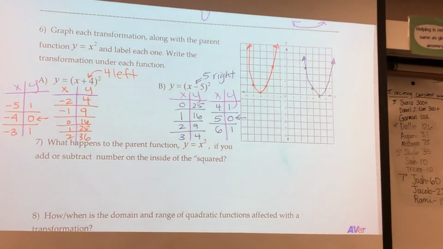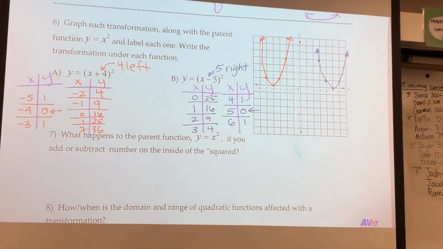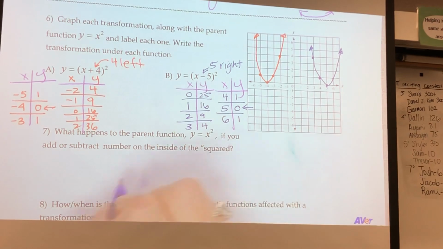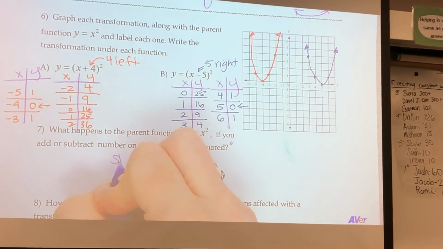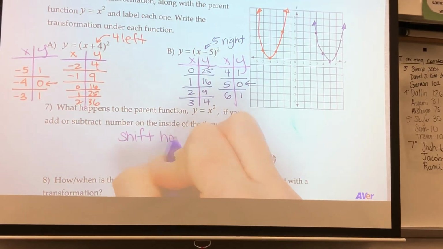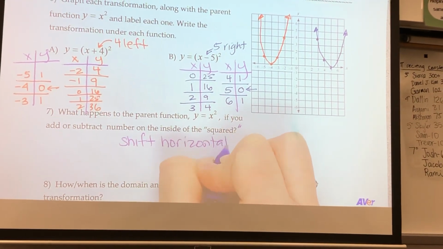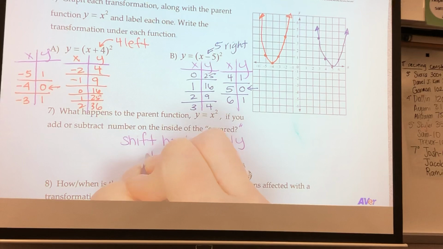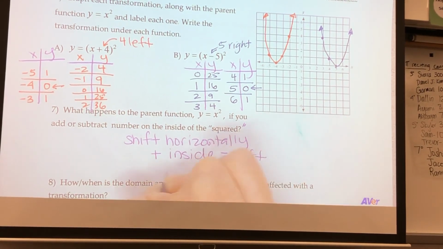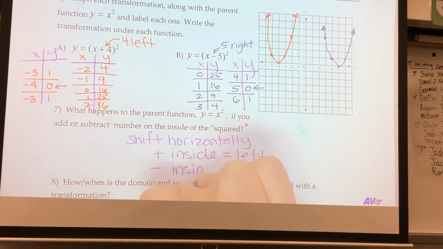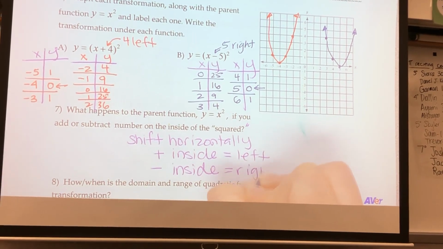So what happens when I add or subtract a number inside the squared? Okay, so what does that mean? Is that it shifts horizontally, right? If it's positive inside, what happened? It moved left. If it's negative inside, it moved right.